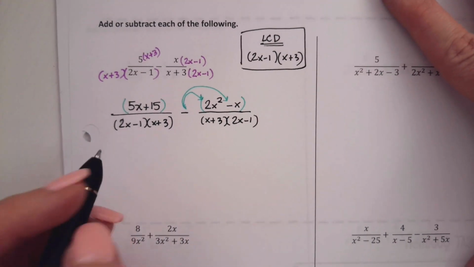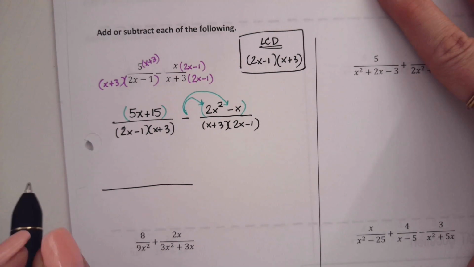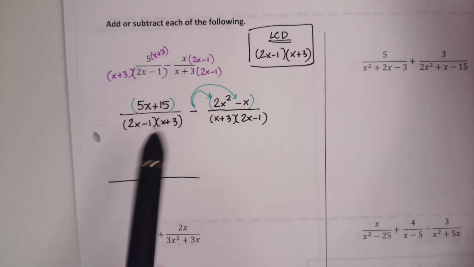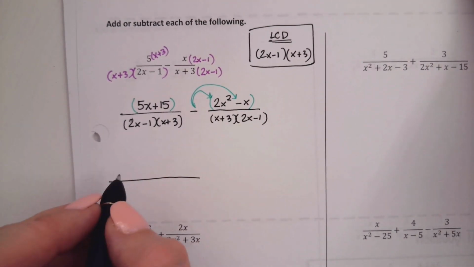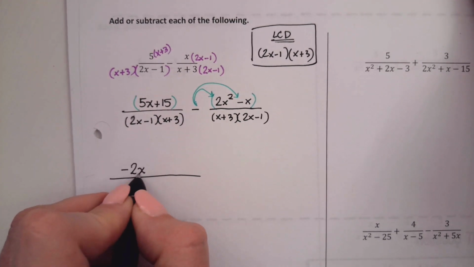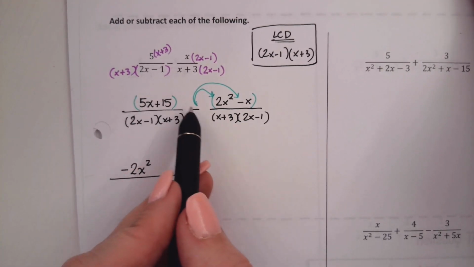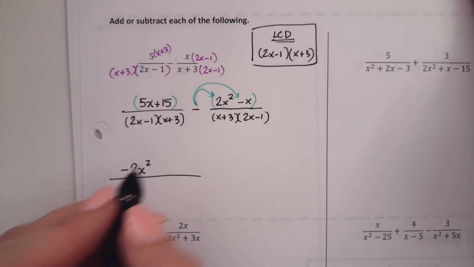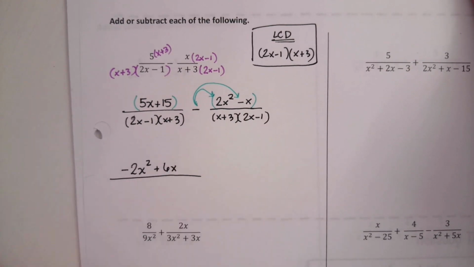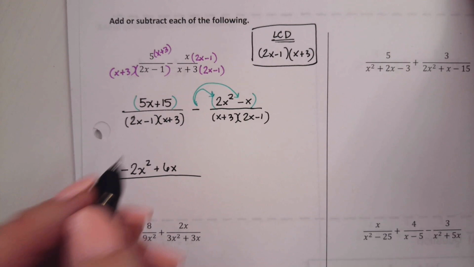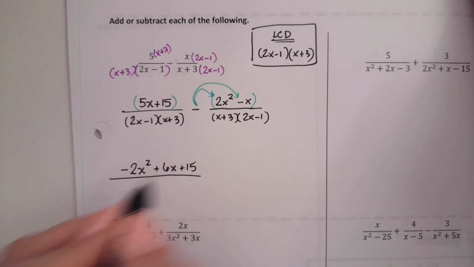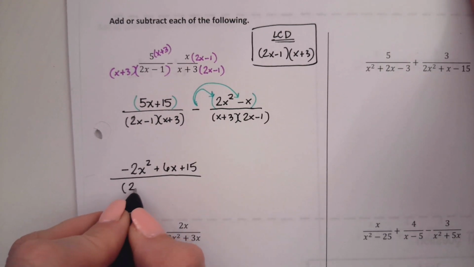When we write our answer, which term do we want to write first? The 2x squared, but what does it need to be? It'll be a negative 2x squared, yep. And then we'll have a 5x minus a negative x, which is a positive 6x. Good job. And then 15 has no other like term, so just bring down your plus 15. And then you're going to leave the denominator the same.